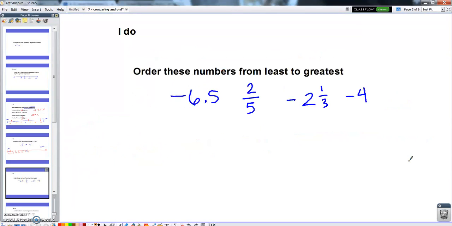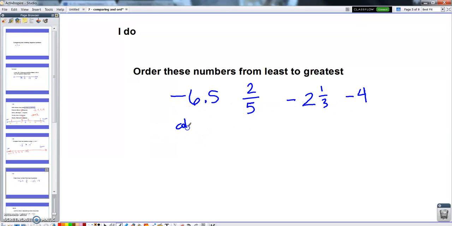All right. And third situation is to order numbers from least to greatest. This is just like doing the temperature, but they aren't temperatures, right? So I've got 4 numbers to put in order: -6.5, 2/5, -2 1/3, and -4. Again, for me, if I just make up a situation, it's easier to go least to greatest if I think, well, what if these were temperatures? I can tell quickly, though this may not work for you.